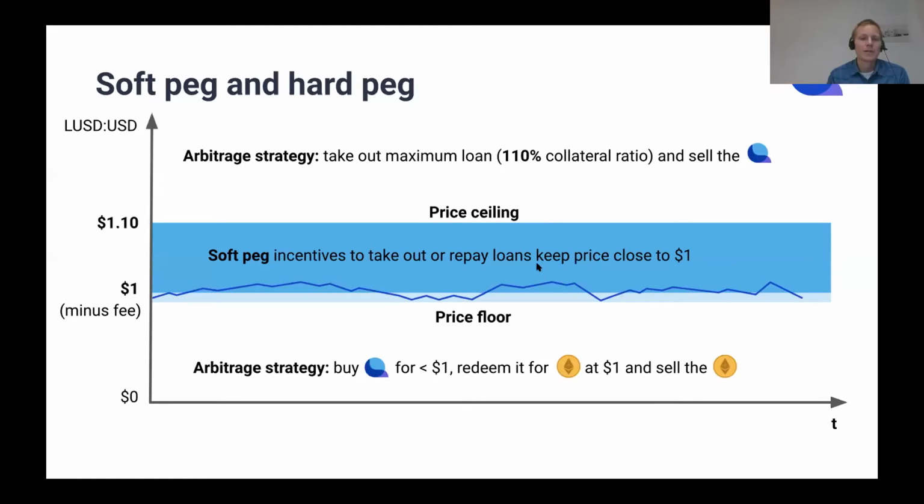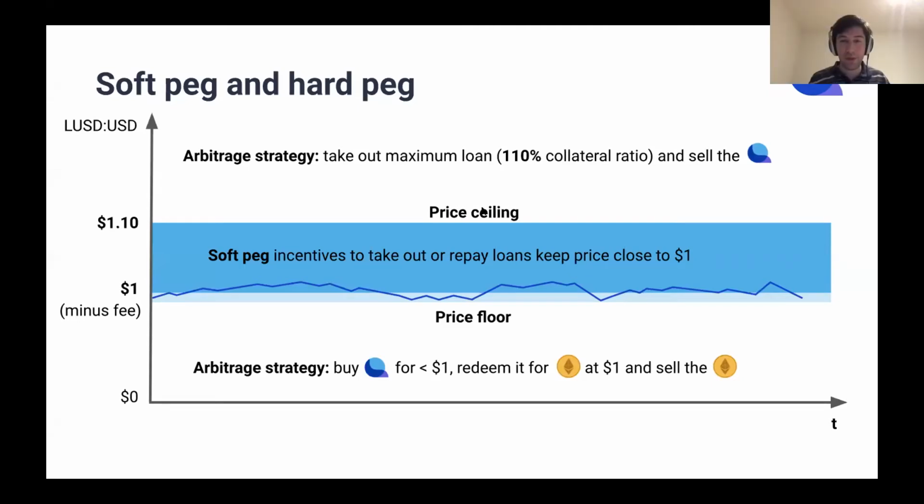Okay. Yeah, because I'm also wondering. So here you have a range of 10% basically, right, from 1 until 1.10. Is it still considered stable?